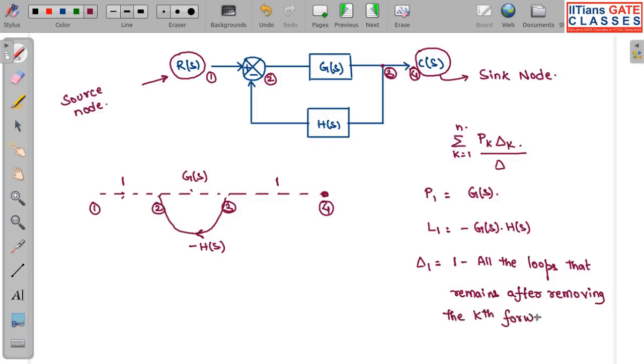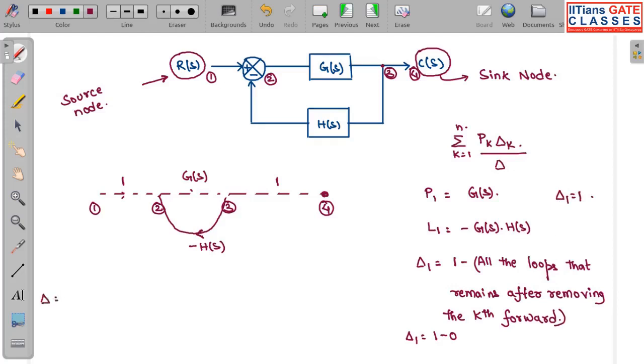So we can see there are no loops that are left. So that will be del 1, 1 minus 0. So associated path factor is what? It is 1. Associated path factor del 1 is 1 minus all the loop gains. None of the loops are remaining, so loop gain is 0. That means this del 1 is equal to 1 in this particular case.